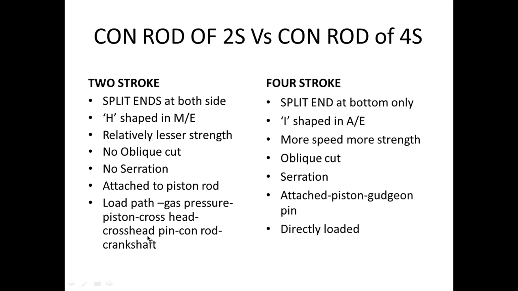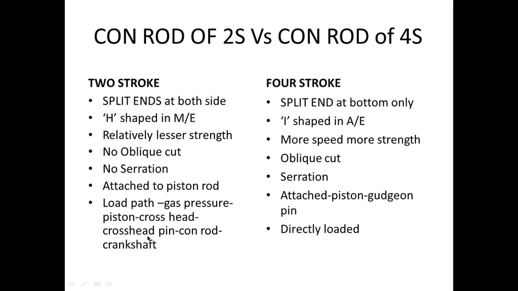So we have discussed all the points of difference between the con rod of a two-stroke engine and the connecting rod of a four-stroke engine. The two-stroke con rod has split ends at both sides, whereas the four-stroke has split ends at the bottom only. I-shaped con rod in the AE and H shape in the main engine, with an oblique cut to facilitate a bigger diameter big end bearing and easy removal through the liner section, while overall of a four-stroke. The cylinder bore is of lesser diameter in a four-stroke. The speed of the piston is more, so the con rod has high moment of inertia, so the I section will give more strength.